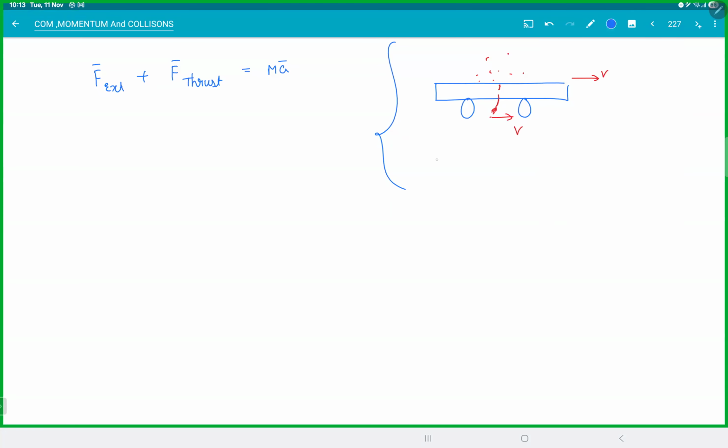Getting it? So the sand which is leaking will have the same speed as the trolley at that instant. When you take an object and just drop it from a moving vehicle, it will have the speed of the vehicle, the same velocity as the trolley.